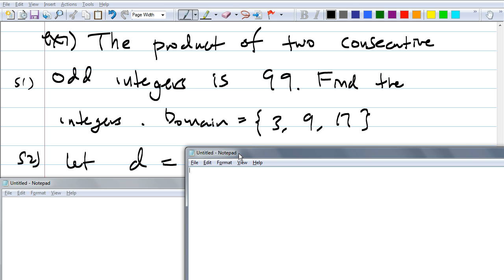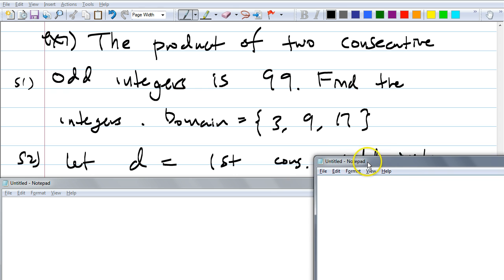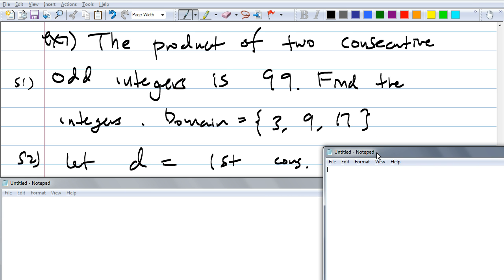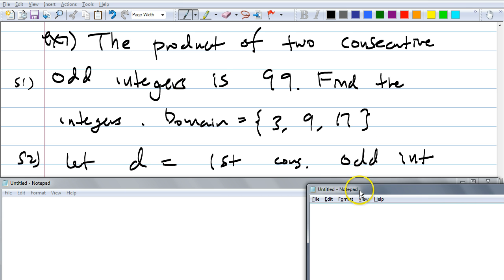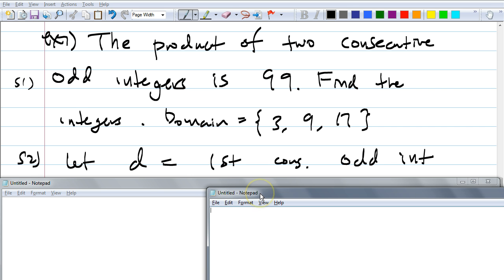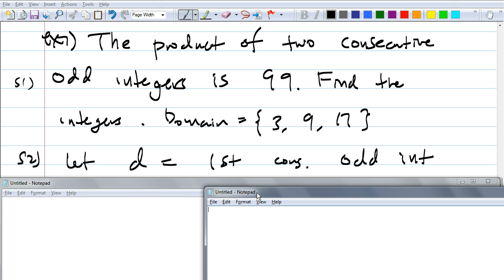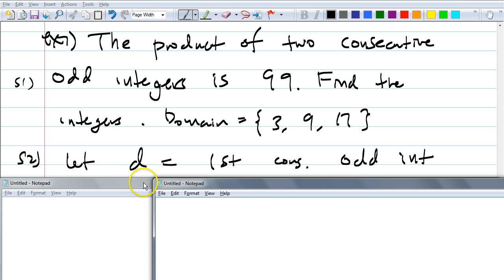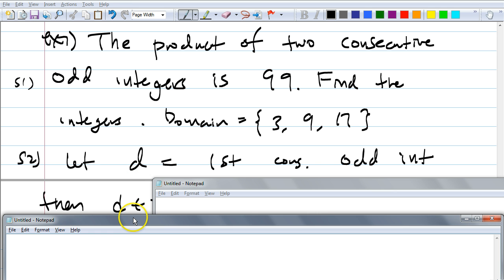So let d be what? What do we write, Eugene? The first consecutive odd integer. Exactly right. Can I just write the first consecutive integer? No, then you get it wrong, because we're talking about all odds right now. So you have to be specific. Remember I told you this is important. Mimi, tell me what to write for my second unknown. Let d plus 2, exactly.